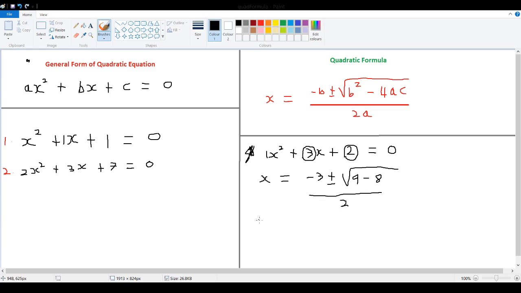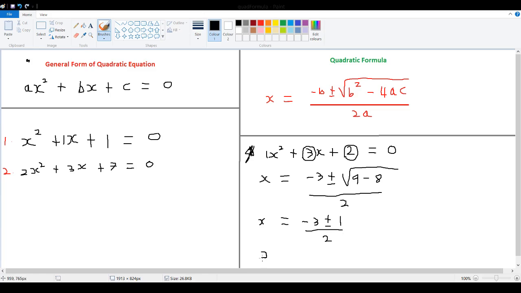Now what does that give us? Well, that gives us x is minus 3 plus or minus. So we're going to have our plus or minus. Don't forget, you always have plus or minus. Otherwise you'll only end up with one solution when there might be 2. And what do we get here? Well, we've got 9 minus 8, which is just 1. And the square root of 1 is just 1. So we've got minus 3 plus or minus 1, divided by 2.